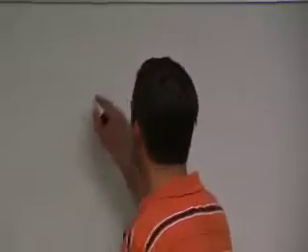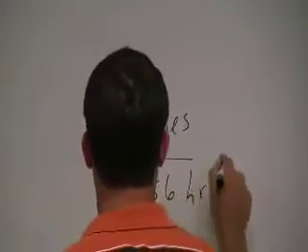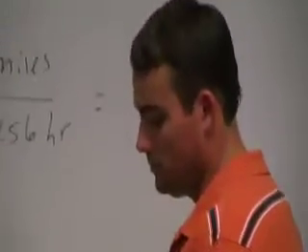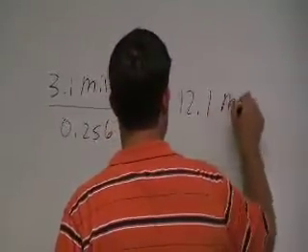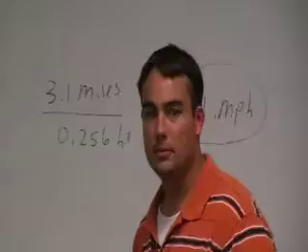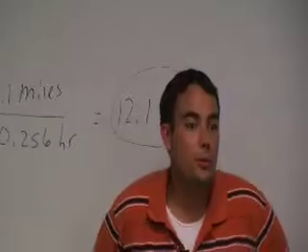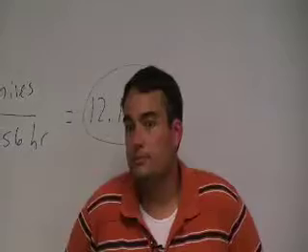So how do I get miles per hour? There you go. 3.1 miles per 0.256 hours is 12.1. So this person, if you were in your vehicle and you were following her for this 5K run, you would be going 12.1 miles per hour. Pretty good speed.